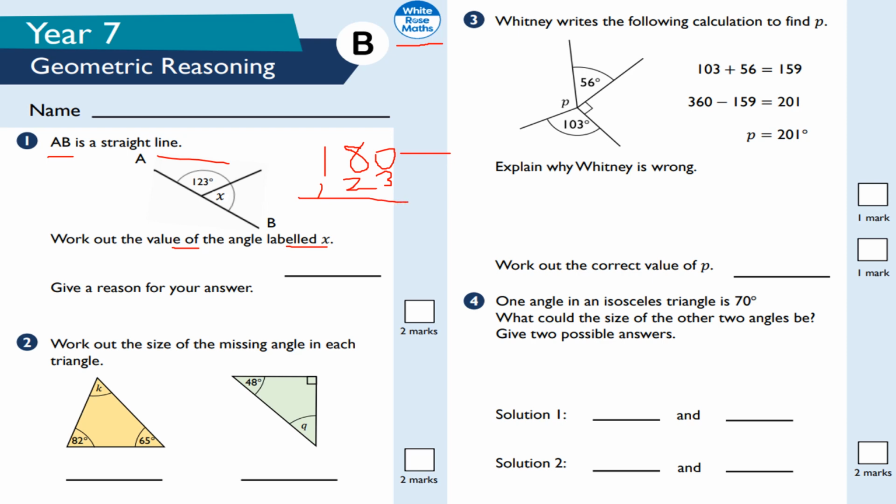0 take away 3, I can't do, so I have to borrow. That goes to 7, that goes to 10. So 10 take away 3 is 7. 7 take away 2 is 5. And 1 take away 1 is 0. So the answer is 57 degrees.